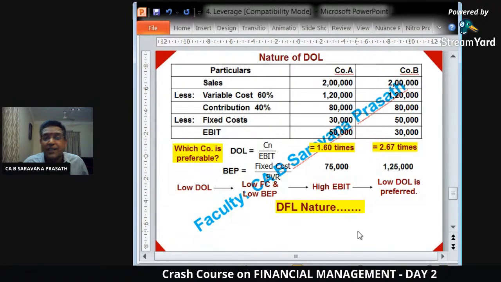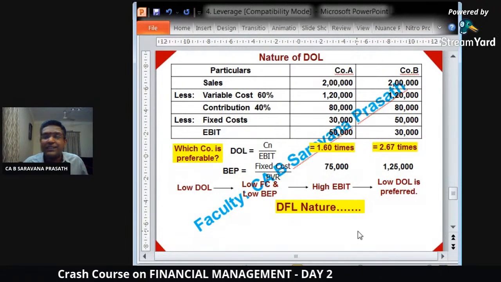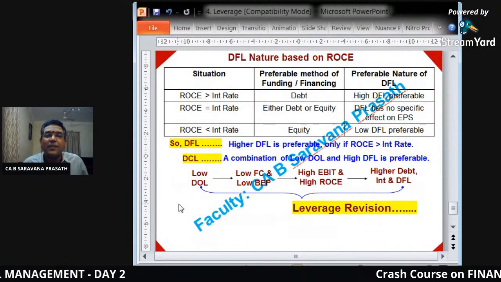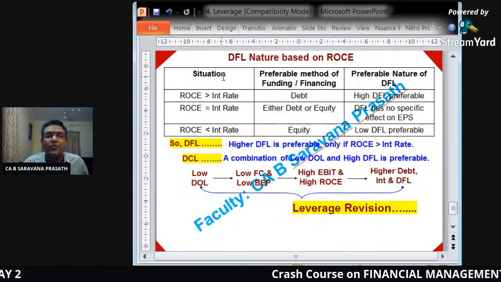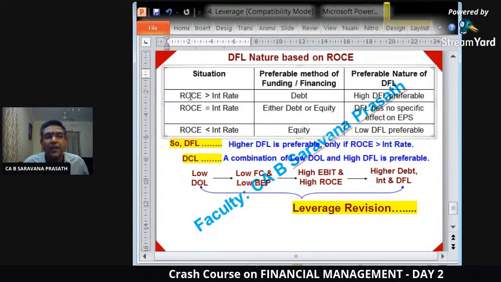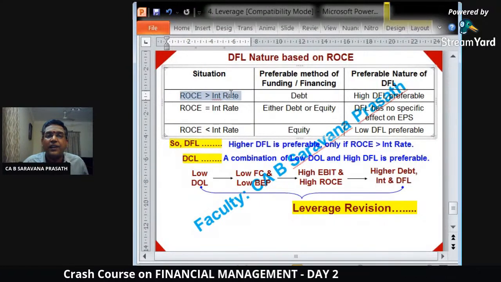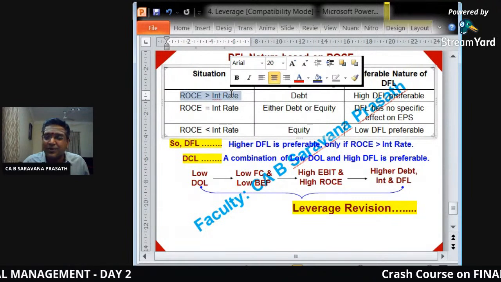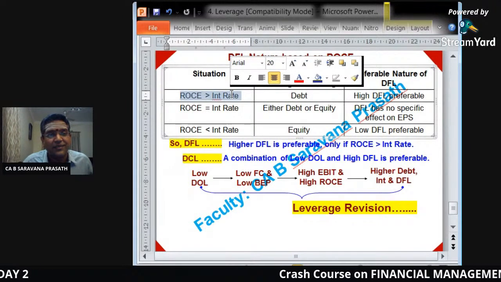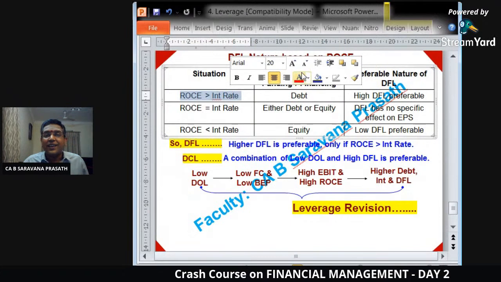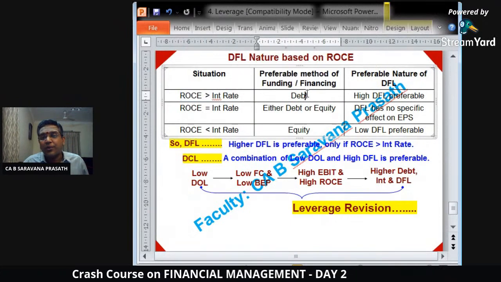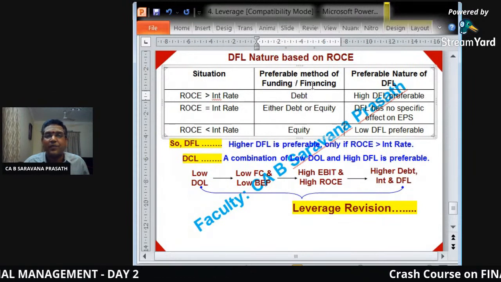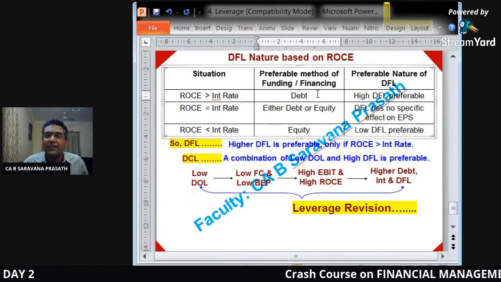Now, as regards DFL, just recall the discussion that we have just now had in relation to the earlier question. There can be three situations as to what type of return we are earning. One situation, our return on capital employed is greater than the interest rate. We earn at a higher rate. Please note, it is not the amount, it is the rate. In that case, is it preferable to borrow? Answer, yes, it is preferable to borrow. Preferable method of funding or financing will be debt.